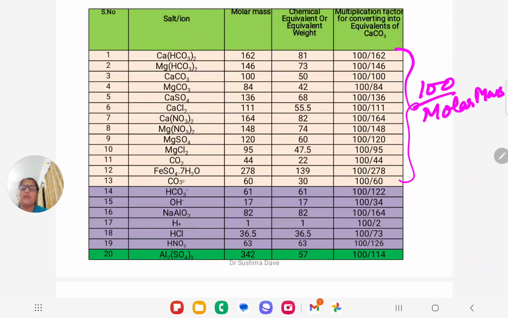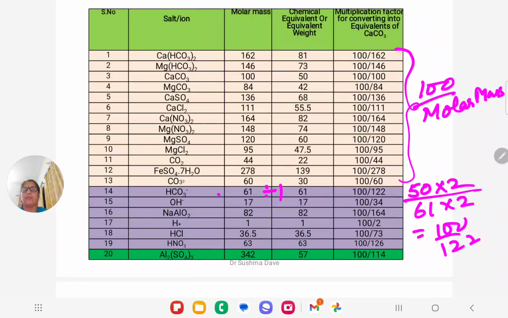The only thing we have to remember is these 6 salts where it is divided by 1. Now look into this. The mass is 61. It will be divided by 1 because the bicarbonate ion has charge 1. So this formula will become 50 into 2 divided by chemical equivalent into 2. So the value comes out to be 100 upon 122.